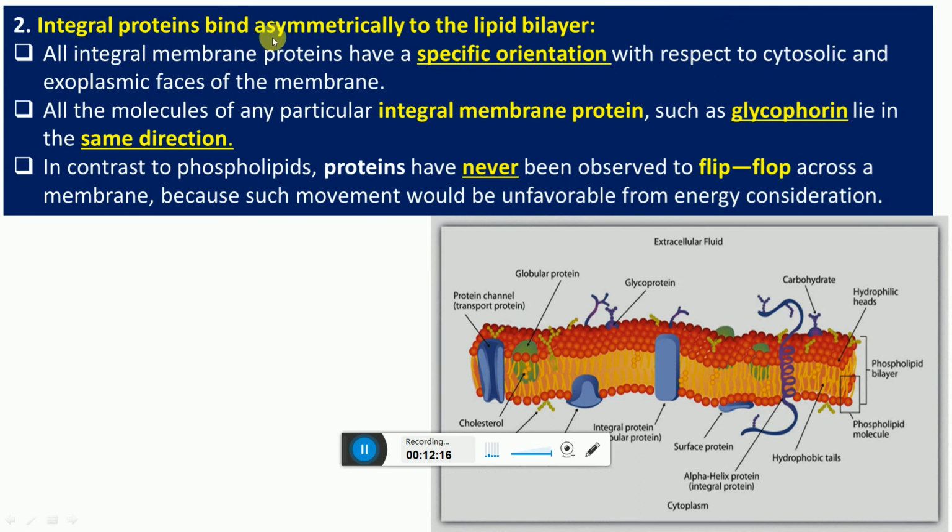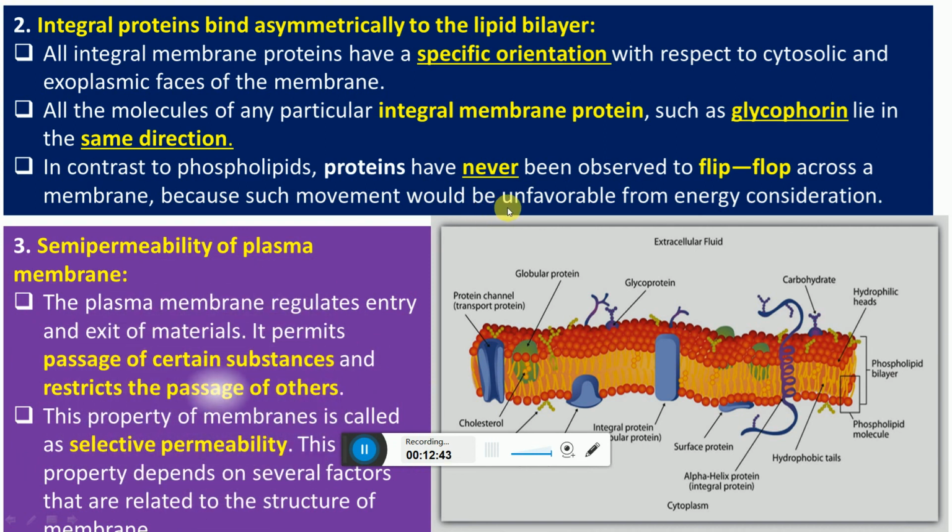The integral proteins bind asymmetrically to the lipid bilayer. All integral membrane proteins have a specific orientation. All the molecules of any particular integral protein, such as glycophorin, are oriented in the same direction, unidirectional. In contrast to phospholipids, proteins have never been seen in flip-flop movement across the membrane, because such movements would be unfavorable for energy considerations.